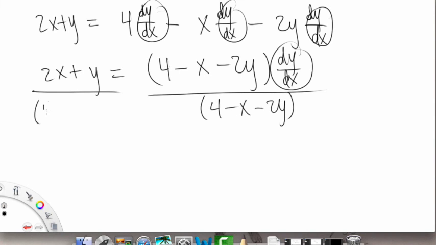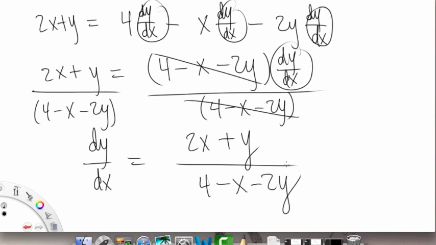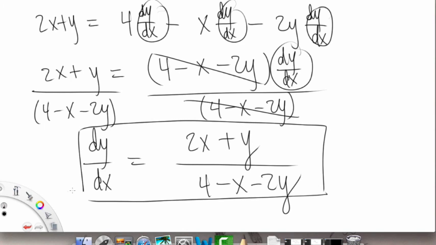So if we do that, 4 minus x minus 2y, on the right side these ones cancel, top and bottom. So finally, we get that our dy/dx is equal to simply 2x plus y over 4 minus x minus 2y. Okay? All right, and we've reached our first derivative. And again, this was through using implicit differentiation. I hope that helps, and good luck on your homework.